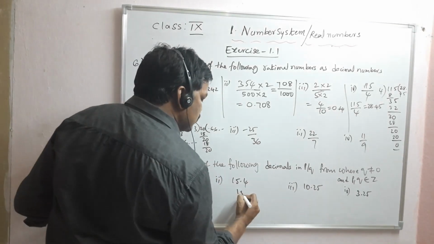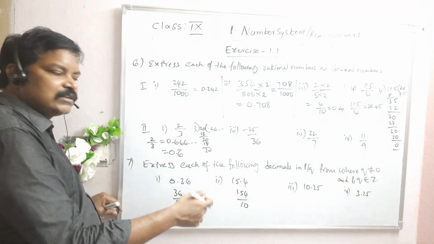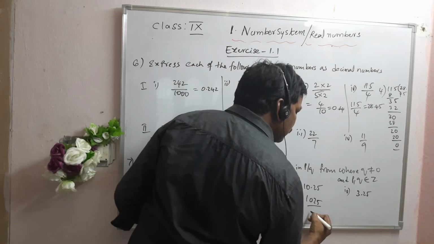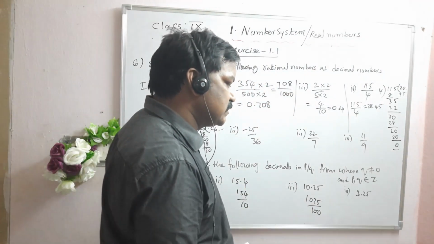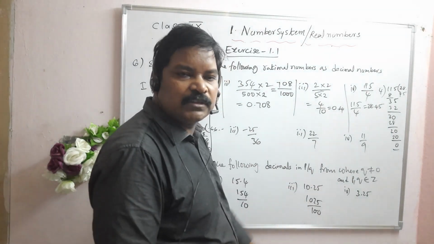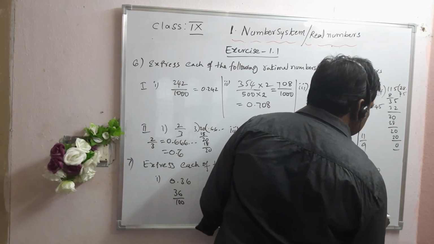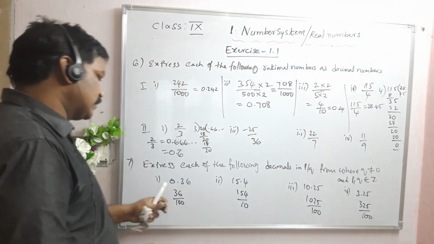What about here? 154 by 10. Only one digit is there after the decimal point. Here 1025 by 100, since there are two digits after the decimal point, right? Here 325 by 100. So it's very simple, children.